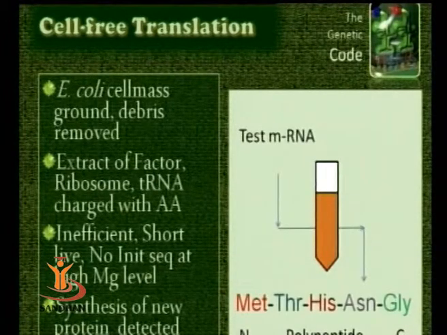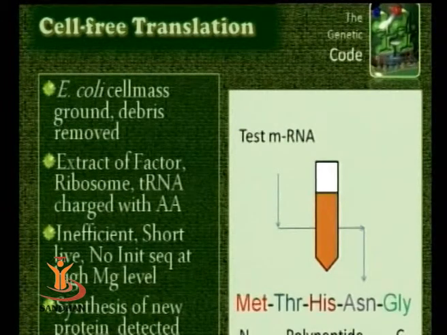The cell-free translation system, which was developed by Nirenberg and his colleagues, is in fact a very simple material. E. coli cell mass was actively grown and ground, and all the cytoplasmic contents were separated from the cell debris, like membrane components, wall components, etc. Now what remains in the supernatant is in fact an extract which contains all kinds of ribosomal subunits, all kinds of tRNA species properly charged with the right kind of amino acids, and all enzymes and factors which are responsible for synthesis of protein. These were there in the cytoplasmic residue.